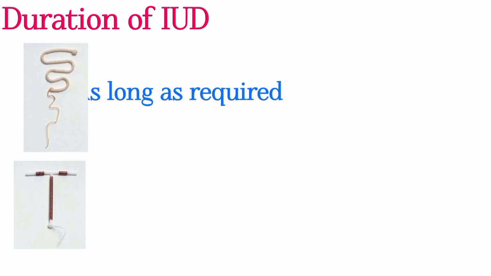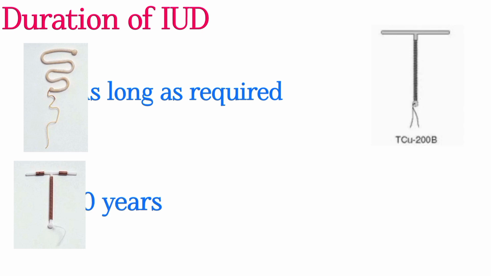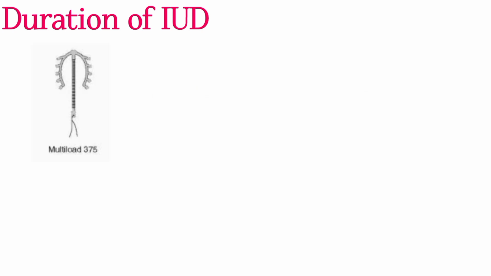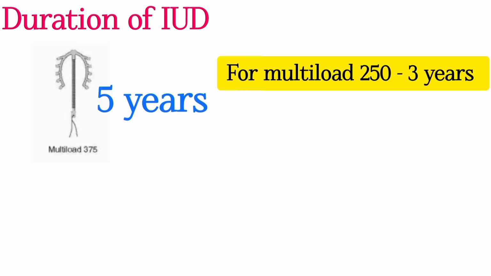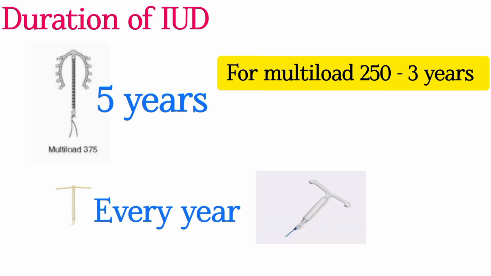Duration of use of intrauterine devices. For Lippes loop, as long as required. For copper T380A, 10 years. For copper T200, 3 years. For Nova T, 3 years. For multi-load 375, it is 5 years. For multi-load 250, it is 3 years. For progesterone releasing intrauterine device, every year, and for levonorgestrel intrauterine device, it is 7 years.